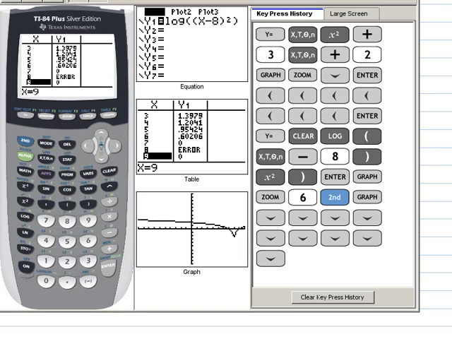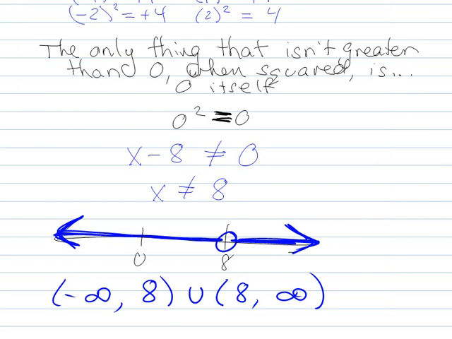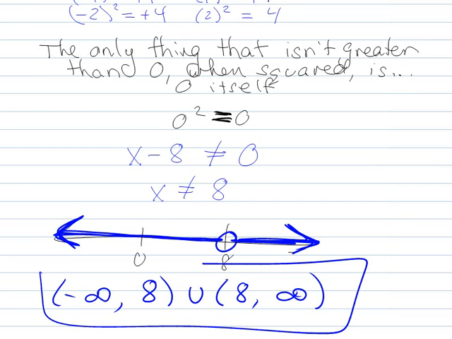So that's what we mean, remember, by the domain: something that you can't use. We can't take the log of 0. The only time we would get that is if x equals 8. So you can see the calculator is going to confirm what you're doing by hand.